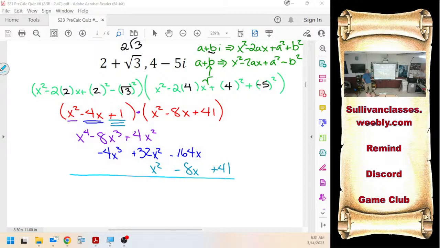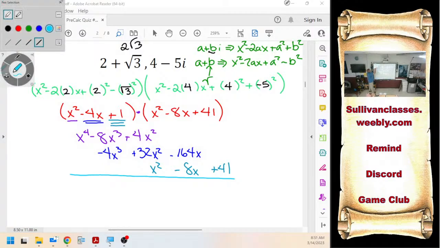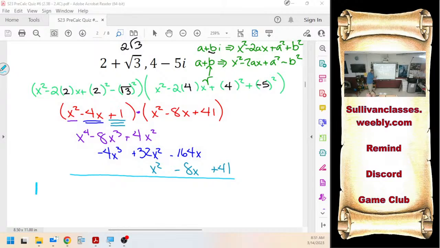4 times 40 is 160. 4 by 4, or 4 by 1 is 4, add them together. So at the end of it, combining all like terms, my polynomial is x to the fourth minus 12x cubed. 32 plus 4 is 36, plus 1 is 37x squared. Negative 164 minus 8 is a negative 172x, and plus 41.